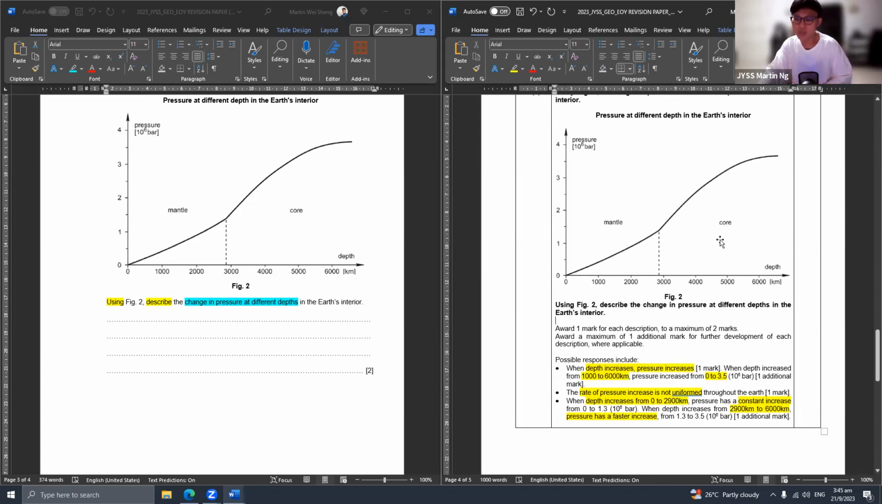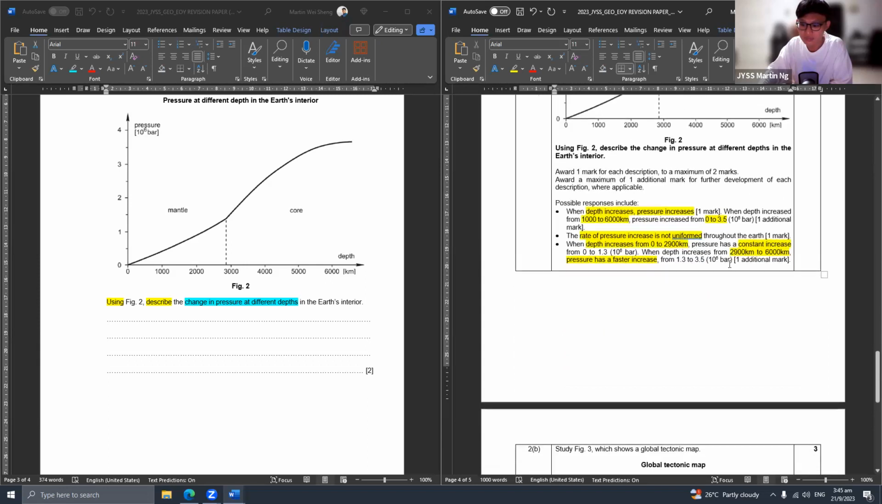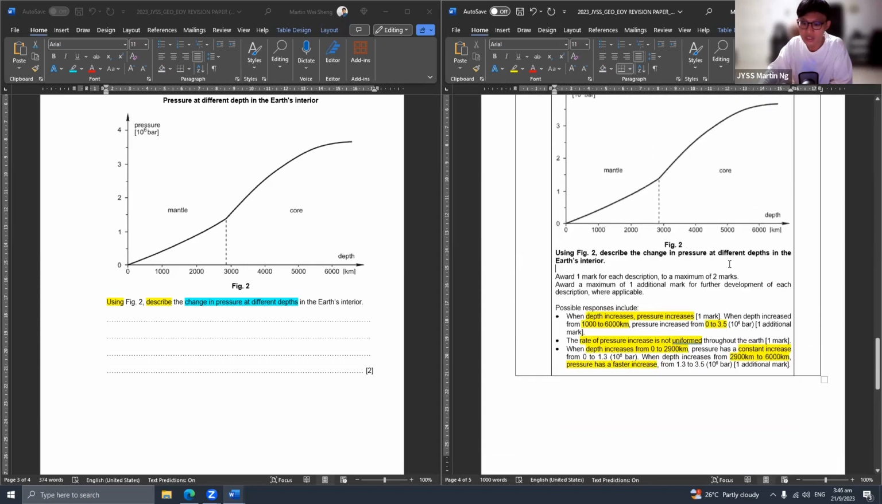Okay, now the last point I want to point out to you is that you see over here the word mantle and the word core, right? As well as this dotted line. What it means is that any depth from 0 to 2009, up to this dotted line, we are still in the mantle area. But further than that, from 2009 onwards to 6000, this would be in the core area. So this whole area would be in the core. Okay, so that is for question 2A.